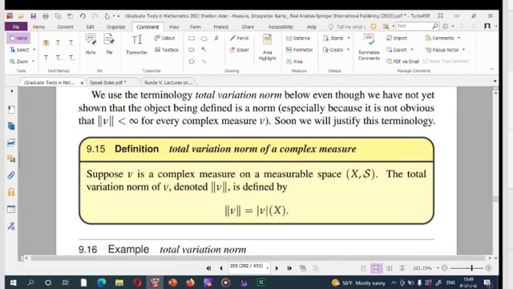And then we have this definition, total variation norm of a complex measure. Suppose mu is a complex measure on a measurable space. The total variation norm of mu is denoted by this and defined by this equality: the norm of mu equals the total variation of X. Okay?